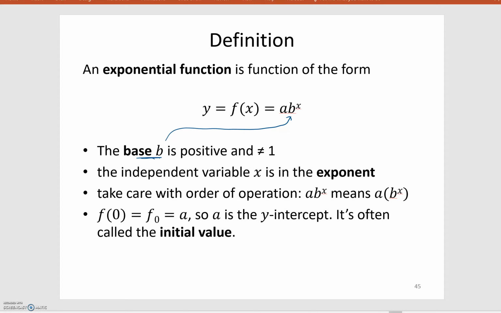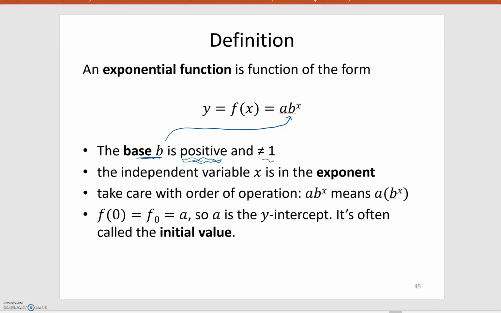Now we have an unfortunate overlap with using the letter b for a intercept in the previous unit, and now we're using the letter b to represent the base of the exponential function. You just have to accept that that's the way it's going to be, and try not to get confused. Okay. So what are the conditions related to the base? It has to be positive, and not only does it have to be positive, it can't be equal to 1.